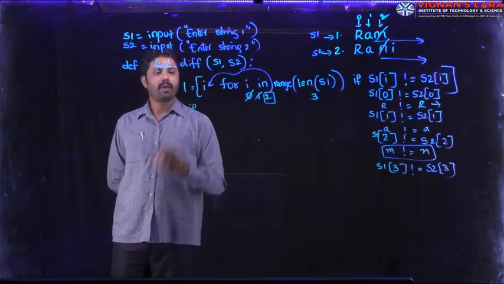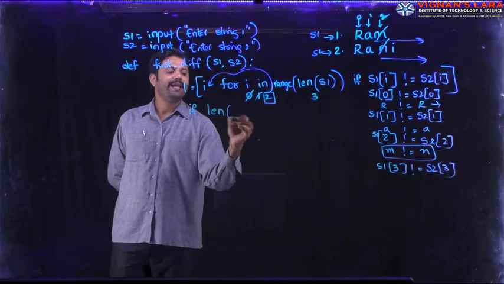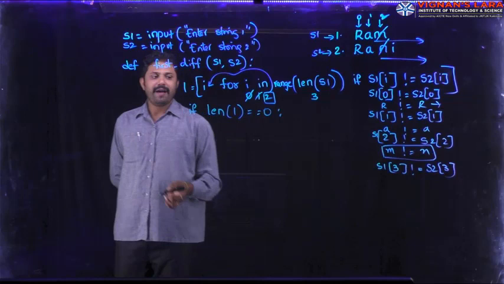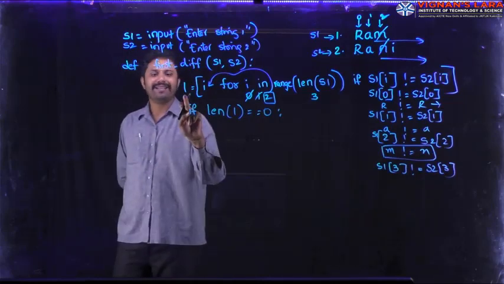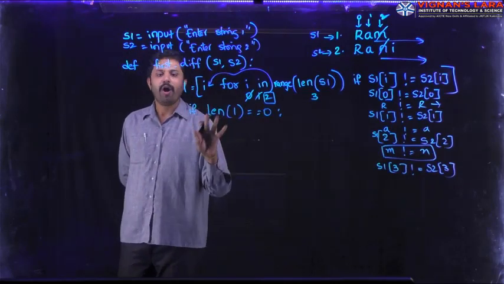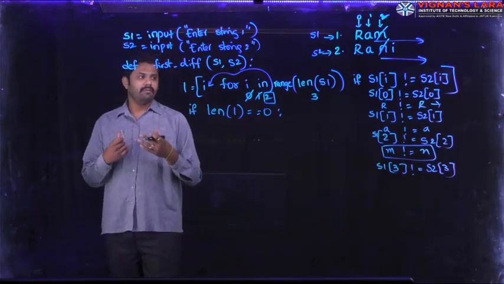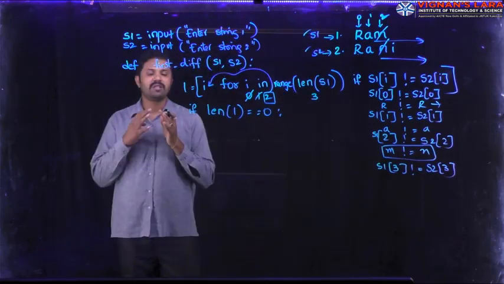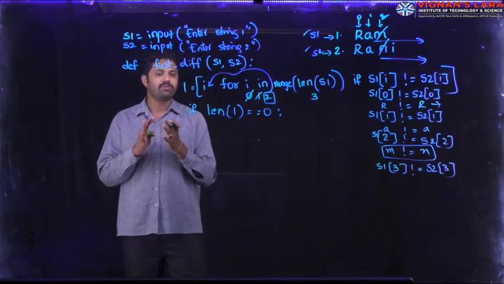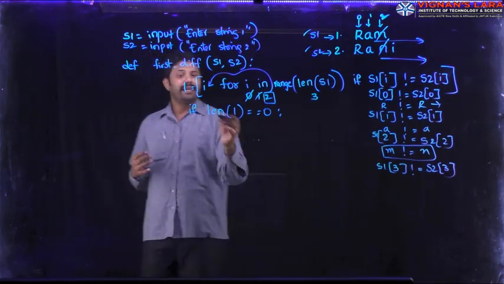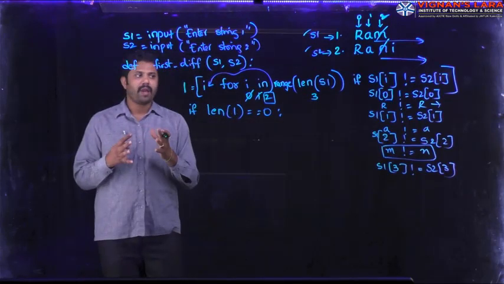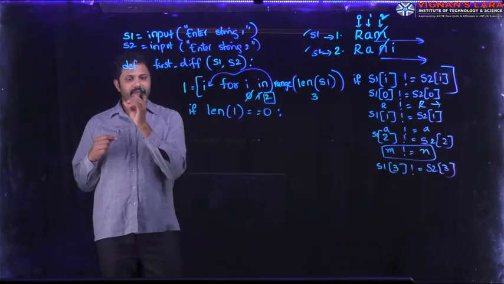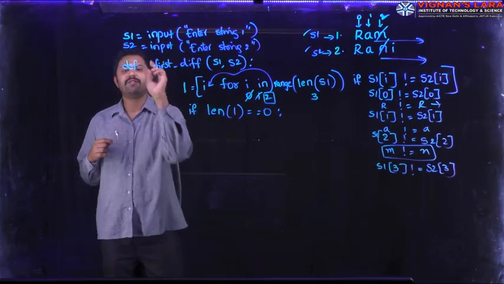If len of L equals 0, that is, if this list is empty, then you can say both strings are the same. There is no difference between both strings. Okay. If this contains some data, it says both strings are not the same, so you are going to find at what element the first difference is.